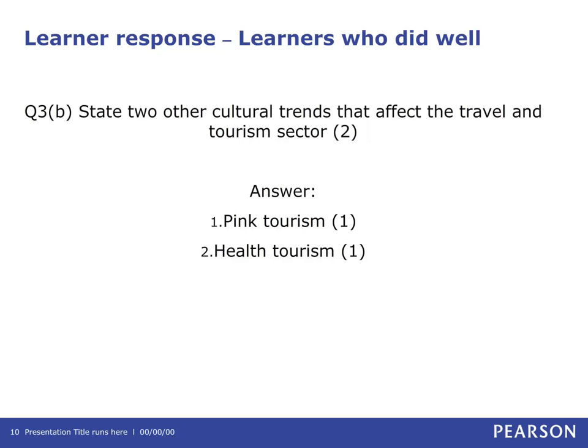The learner has provided 2 answers here, and both are valid cultural trends in the travel and tourism sector. Therefore, this learner gained 2 marks. Pink tourism is not included in the mark scheme. Pink tourism is travel and tourism from LGBT visitors. For example, a Mardi Gras event, such as London Pride. Other appropriate examples are valid and worthy of 1 mark, which is the case for this answer.